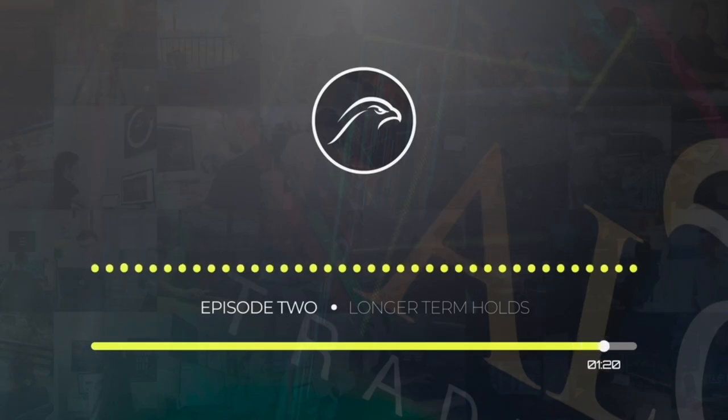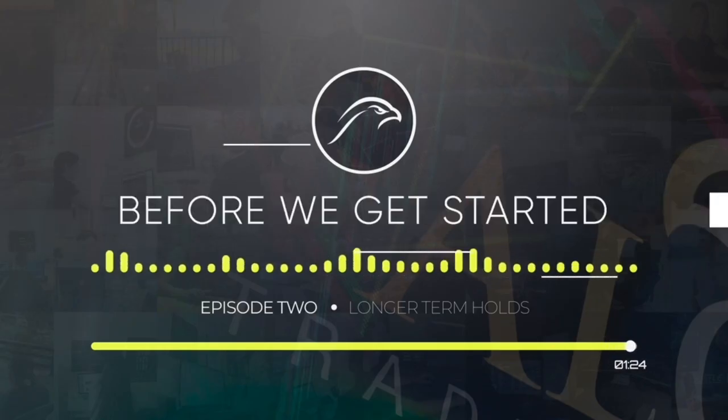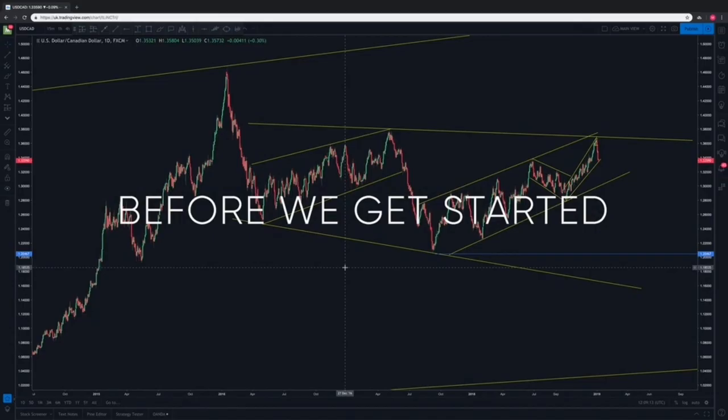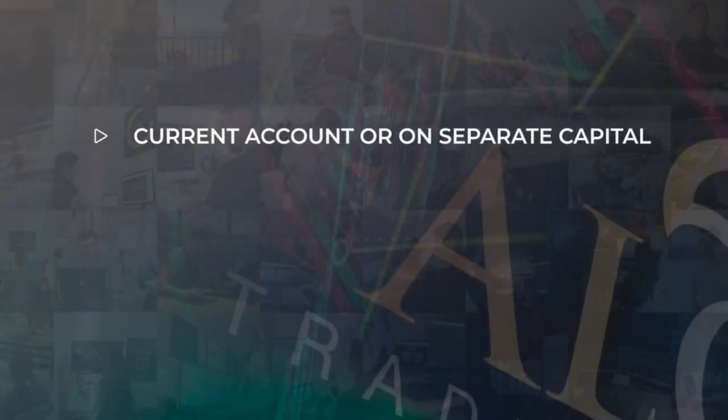So let's dig into the longer term approach, and I want to show you a few examples. Before we begin, it's important to understand that the longer term positions can either be held on your current account or on separate capital. It's best, through my experience, to have it on separate capital rather than your regular trading account, and you can create this as a habit regardless of how much capital you have.